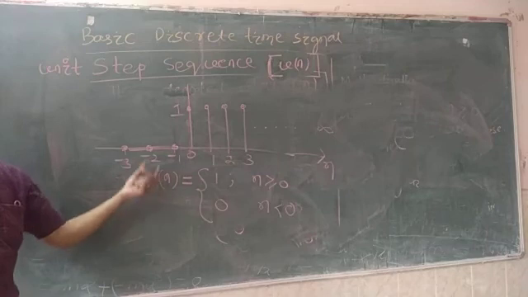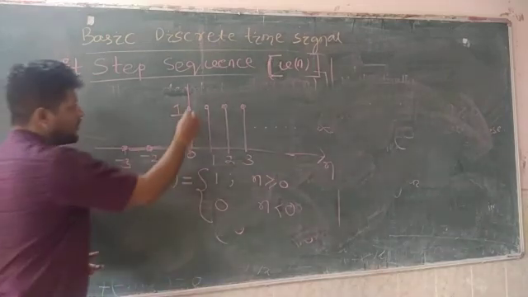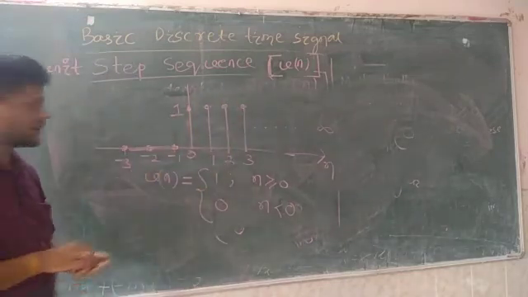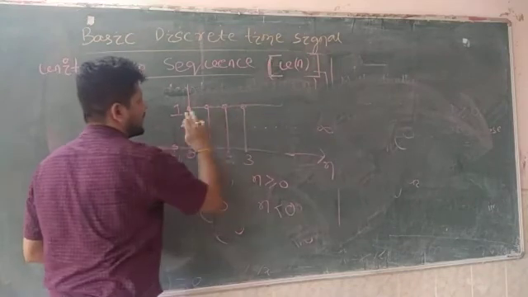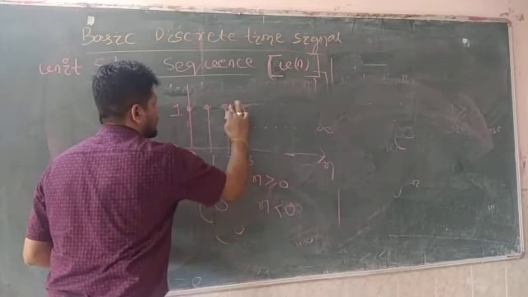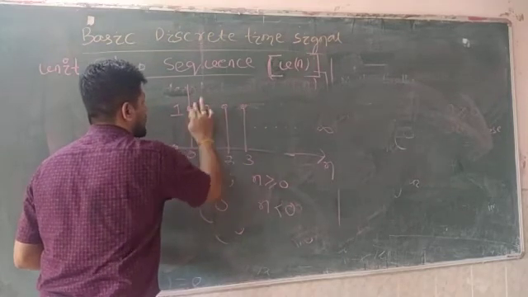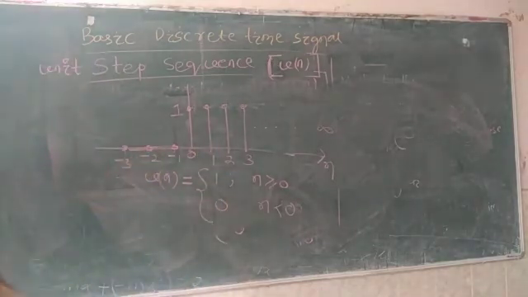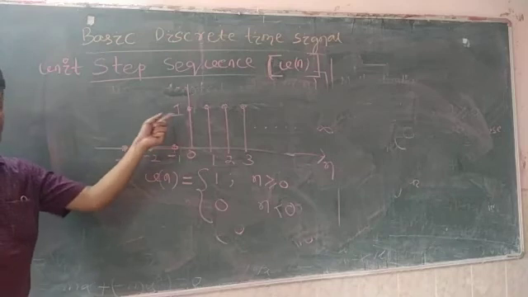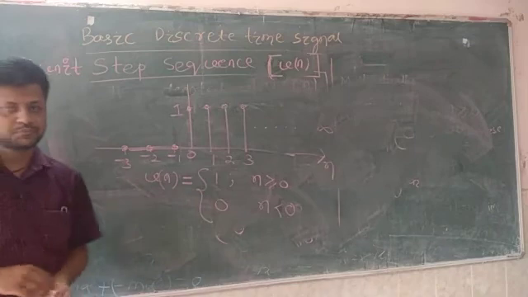Actually, in continuous time signal, this is a DC signal. For example, if I join this envelope, what will it represent? It will represent a DC signal. So when this DC signal gets discretized, it becomes a unit step sequence. So when you connect all the points, all the heights of the amplitude, or when you form an envelope, it will represent a DC signal.